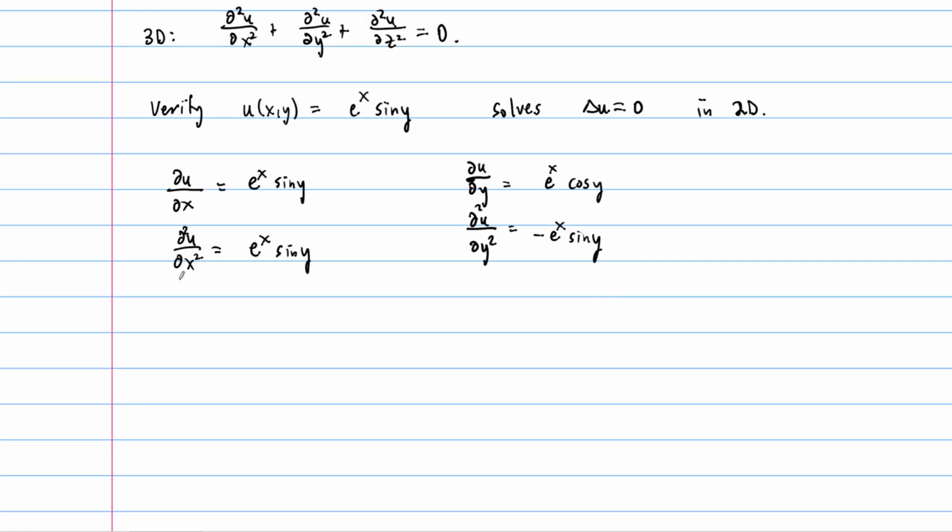All right? And then we're supposed to add these up, right? So d squared u by dx squared plus d squared u by dy squared equals e to the x sine of y plus negative e to the x sine of y. And of course, that's going to be 0. That's exactly what we expected, right? So that's just an example of how to verify that a function is a solution of a differential equation, in this case, Laplace's equation. And we're going to leave this lecture here. I'll talk to you guys in the next one.